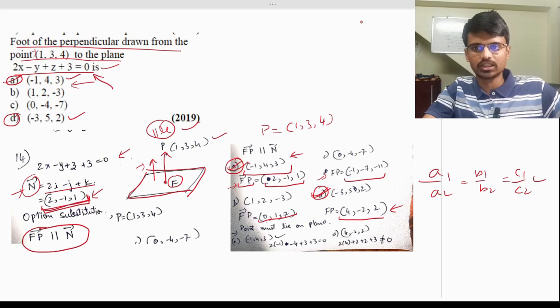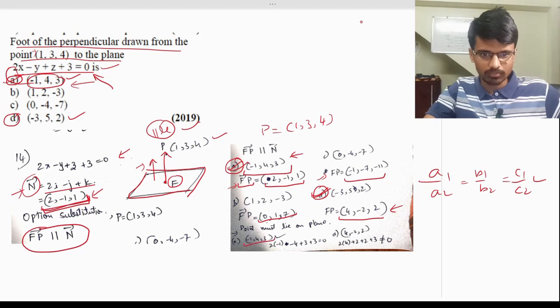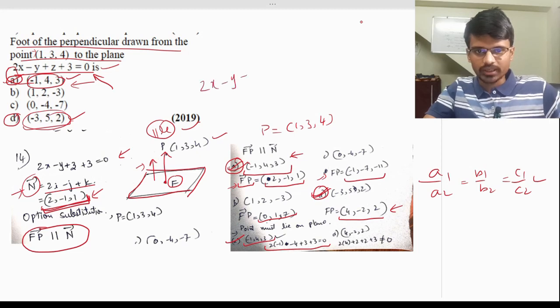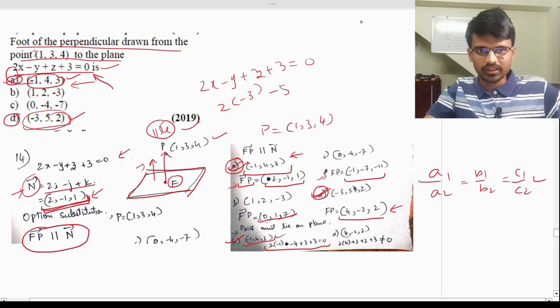Everyone agrees? So let me put these values in the equation of plane. What do I get on substituting minus 1 comma 4 comma 3? Yes, option A satisfies. Let me check for option D, minus 3 comma 5 comma 2. We have 2x minus 5 plus z plus 3 equal to 0. Let me substitute 2 comma minus 3 plus 5 plus 3 equal to 0.